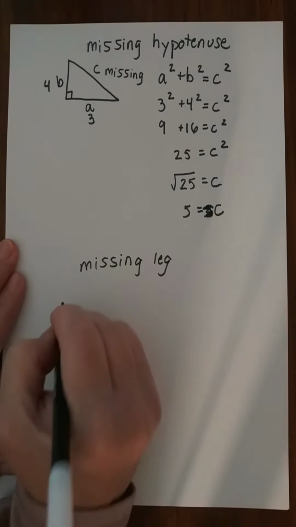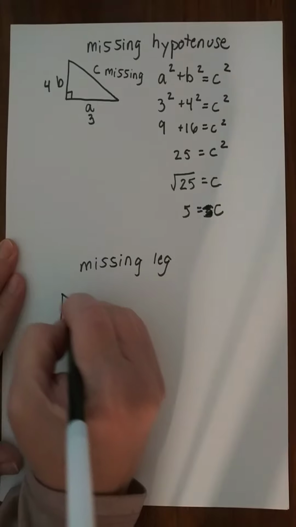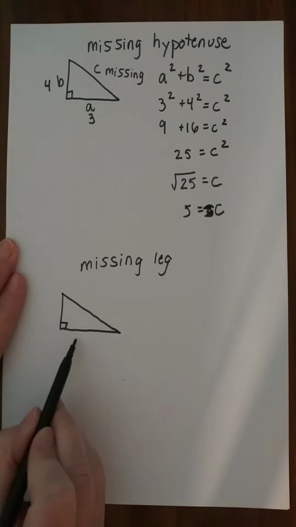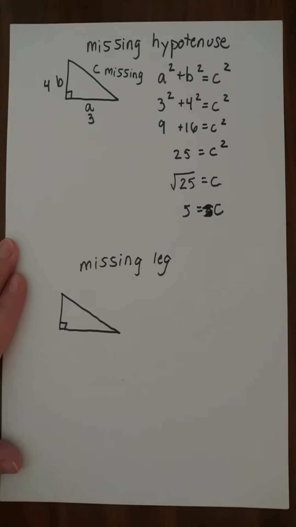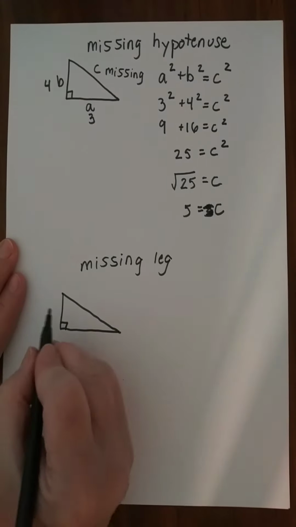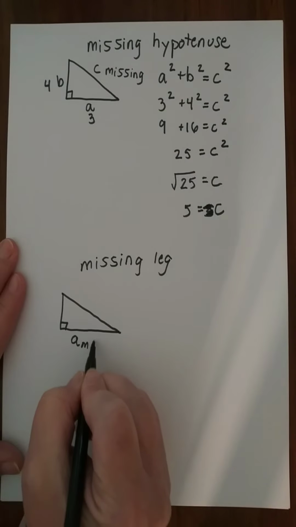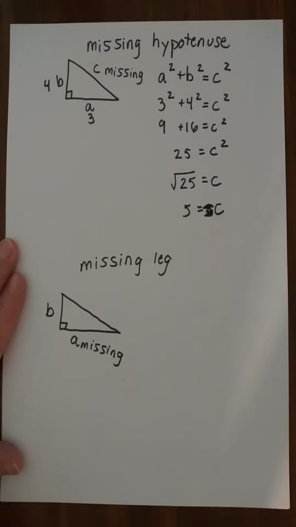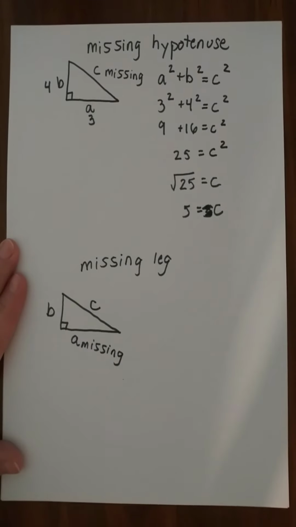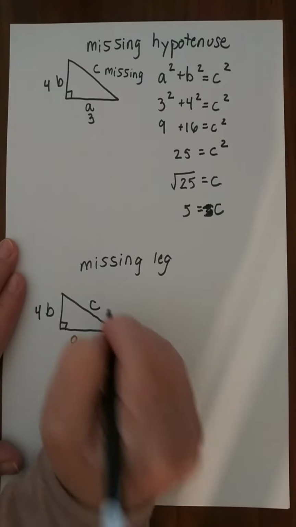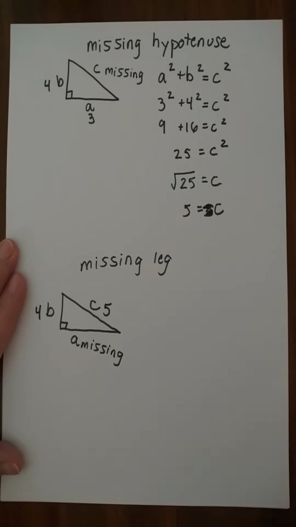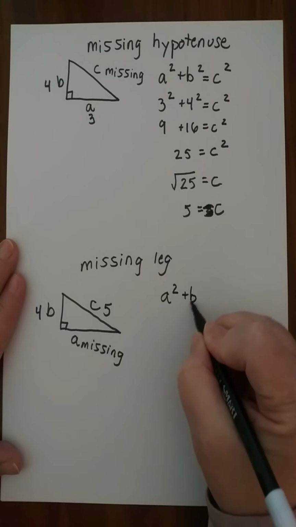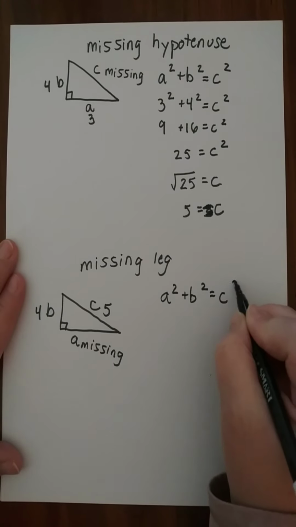Okay, so the missing leg is when your A or B is missing. So that's when you have one of your two pieces that are hooked to the right angle. One of those would be missing. So let's say this is missing. Okay, our A. Or it could be B, either one. Okay, so this time let's use 4 for B and 5 for C. So the formula is still the same. A squared plus B squared equals C squared.